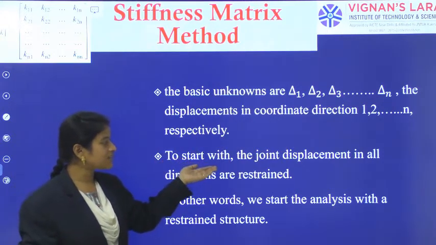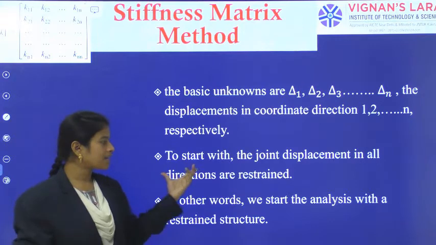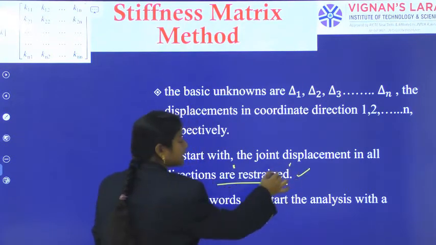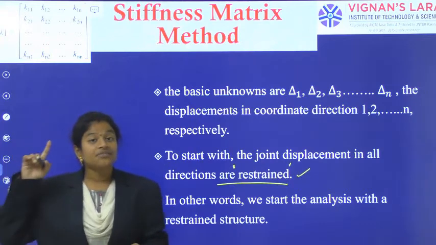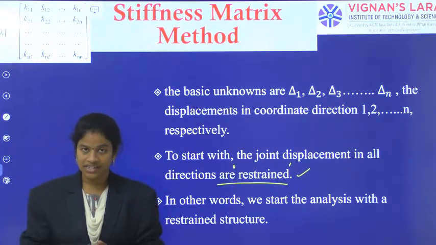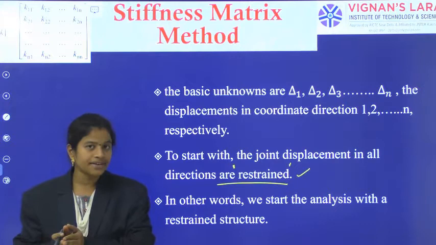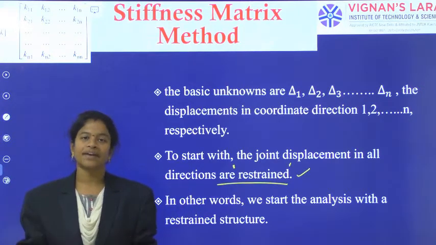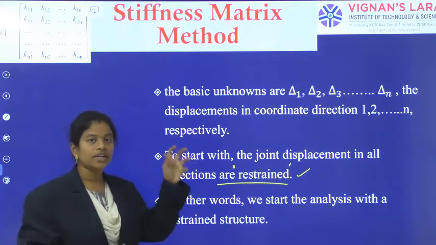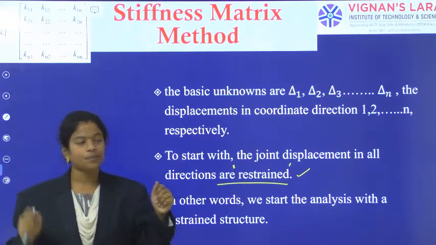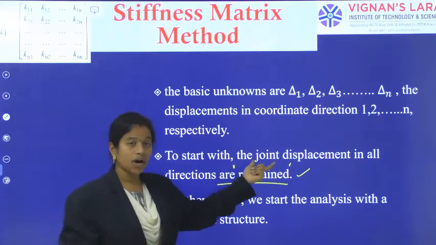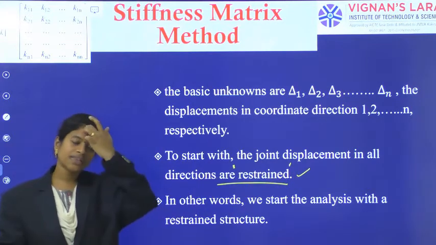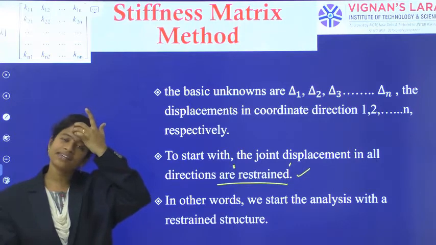To start with, the joint displacements in all the directions are restrained. Remember, in the case of the flexibility matrix, we generate a released structure and apply the forces in the released directions. Here we will restrain all the supports, so complete joint restraining is happening.